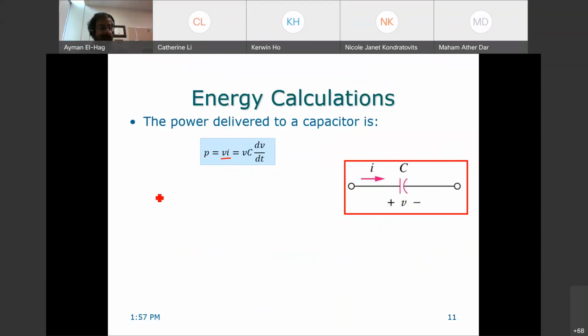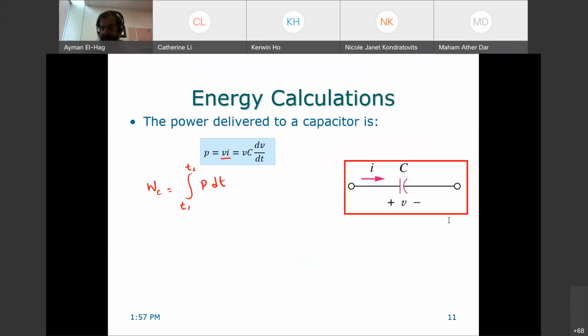Now, what is the energy? The energy W of the capacitor is basically the integration from 2 time instances of p dt. The energy is nothing but the integration of the power. This is the definition of the energy.